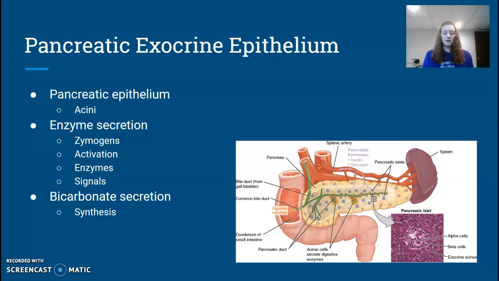The bicarbonate production is stimulated by secretin, also from the small intestine or the duodenum. Secretin will increase the production and release of the bicarbonate.